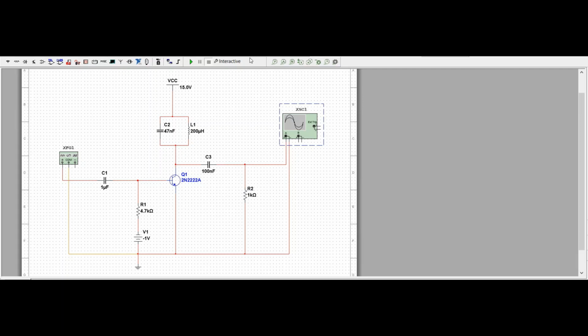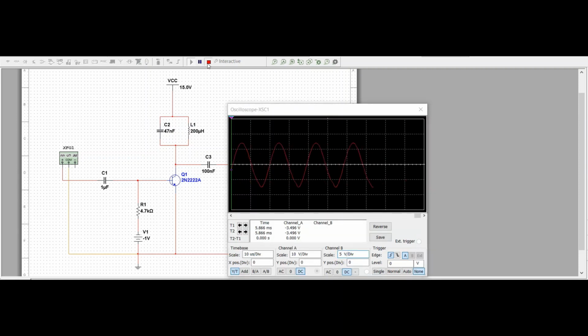The first will be to find out the peak output voltage. So for that, simulate it. Click on the CRO, stop the simulation, measure the output. It should come out approximately 30 volts. So measure the peak to peak value.